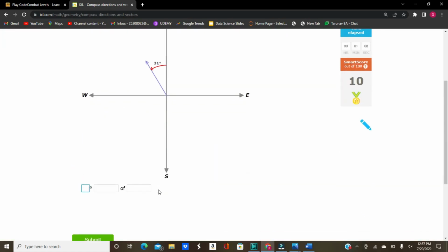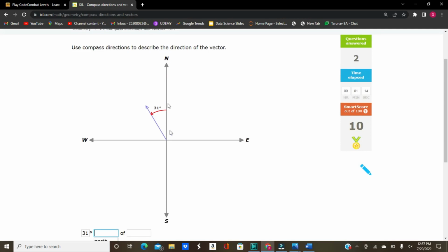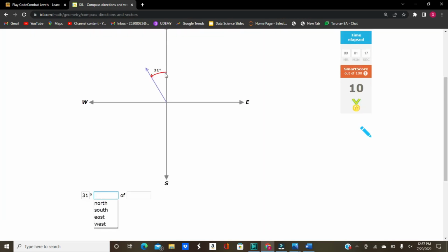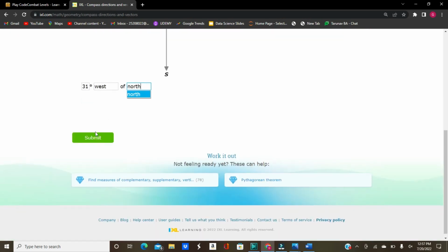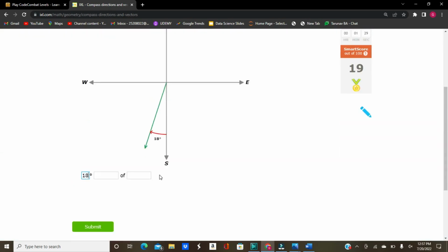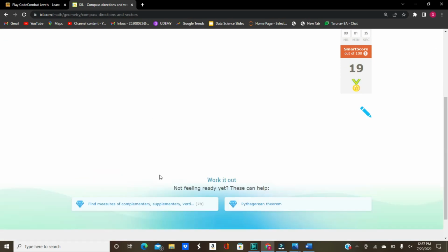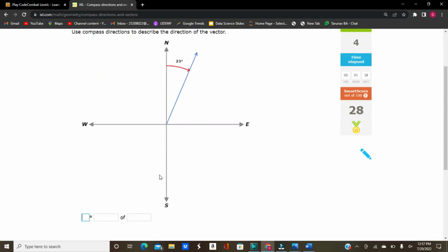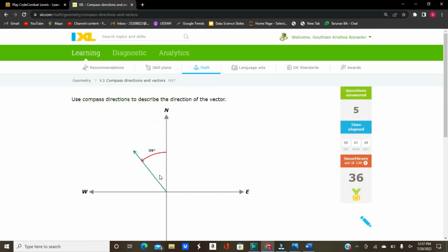We got it. Okay, let's do that again. So 31 degrees, then we have it's pointing north, but the red line is pointing west, so we go west of north, 31 degrees west of north. Now we got 18 degrees west of south. And then we have 23 degrees east of north. Then so on, so on.